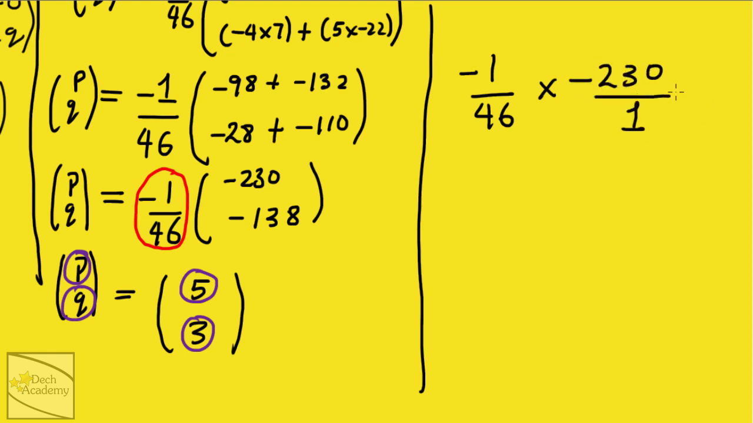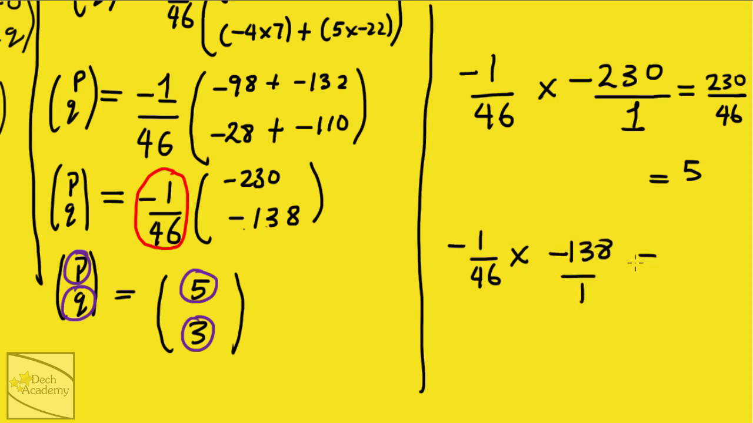And what's that equal to? Minus 1 times minus 230 is 230, divided by 46 times 1, which is 46. So 230 divided by 46 you can easily determine from a calculator as being 5. The same idea applied to the multiplication of minus 1 over 46 by minus 138. Same idea, we have 138 divided by 46, which is 3.